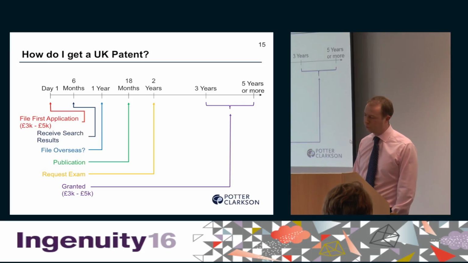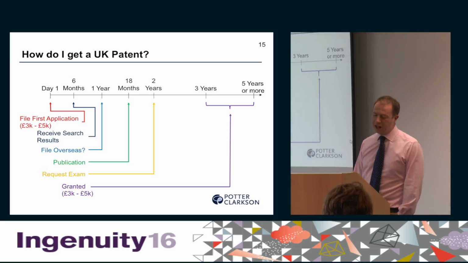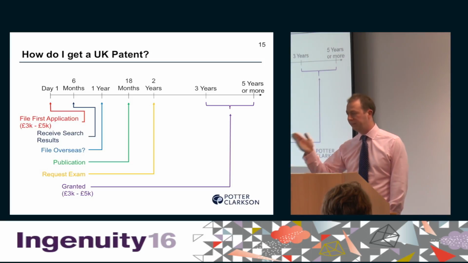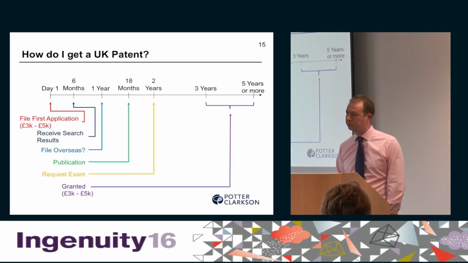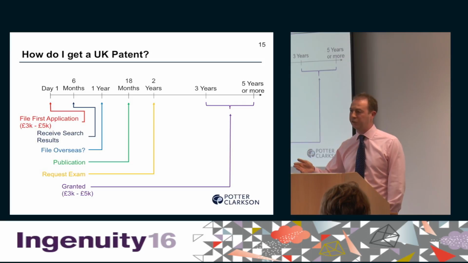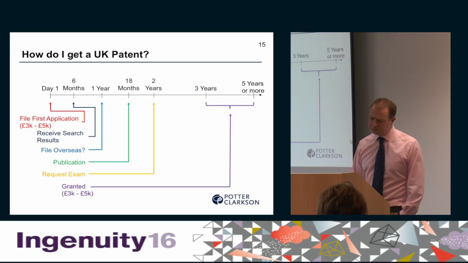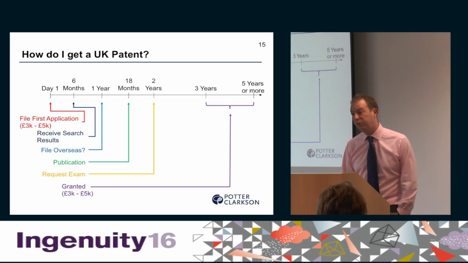2 years down the line, you'll request examination for a pretty nominal fee. And then probably between 3 to 5 years, you will get an examination report from the Patent Office raising objections. You'll go back and say, oh yes, it is patentable because, or okay, so I accept that my bearing isn't patentable, but I'm now going to define my invention as my rubber tyres, or whatever it may be. And typically that may be the same costs again, 3 to 5k.